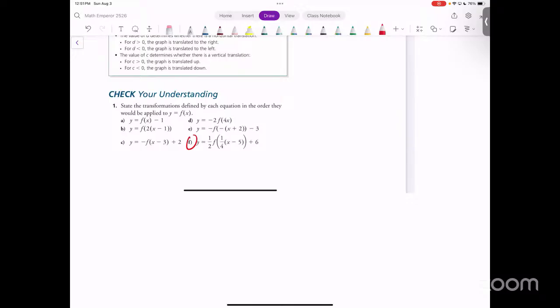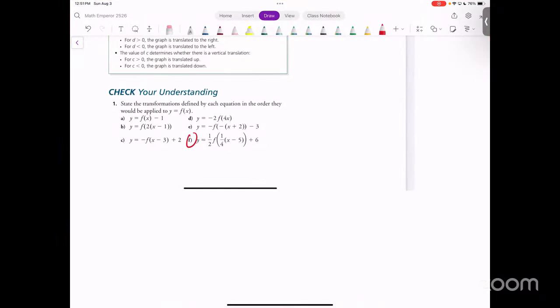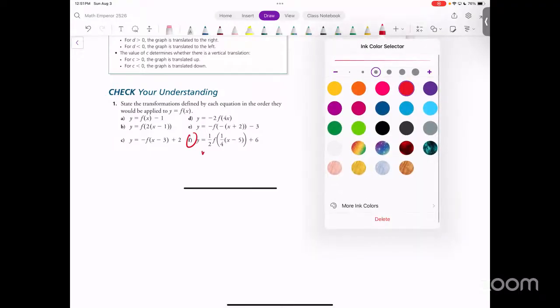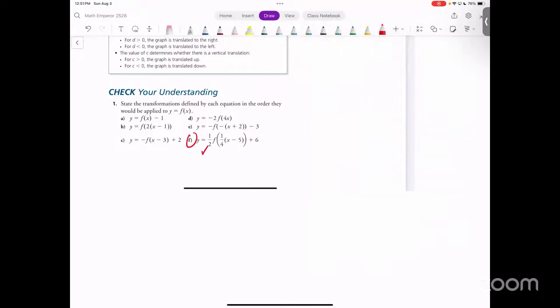Vertical stretch by a factor of 1/2. You can say vertical stretch by a factor of 1/2. That's fine. Sometimes people say just compress, or you can say vertically compressed by a factor of 1/2. That vertical part, you can say vertically stretched by a factor of 1/2. That's fine. Okay, what is next?